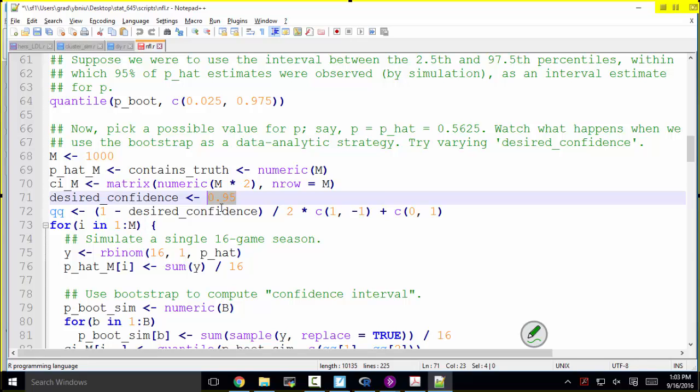And remember the general trade-off. If you want more confidence, if you want to have higher confidence, you have to widen your interval. If you want a narrower interval to be a little more precise, you get less confidence because it's harder to get more precise.